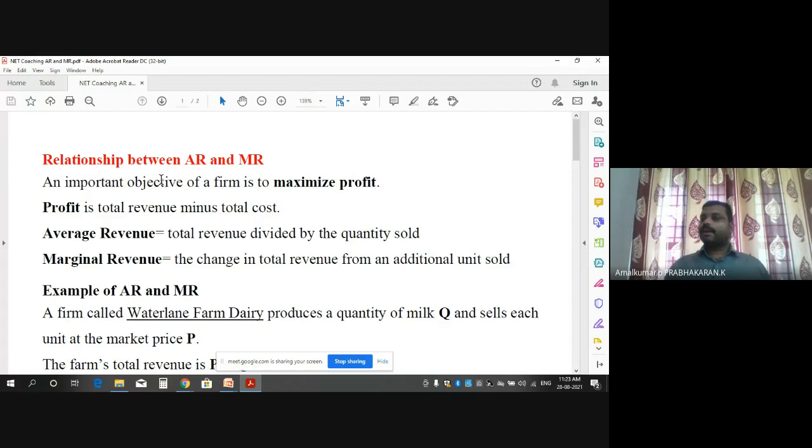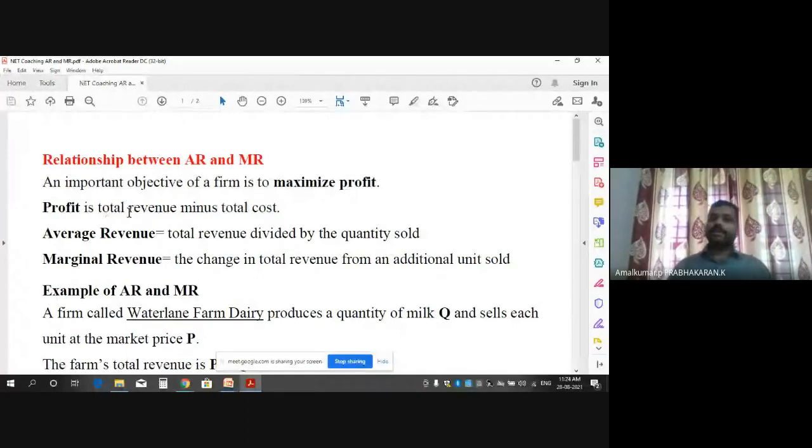So the relationship between the average revenue and marginal revenue. The important aim of a particular firm is to maximize its profit. Profit is the total revenue minus the total cost. So in order to get the profit, we subtract the total cost from the total revenue.